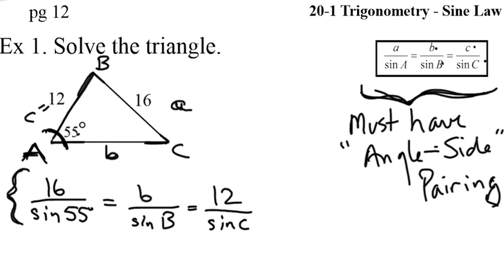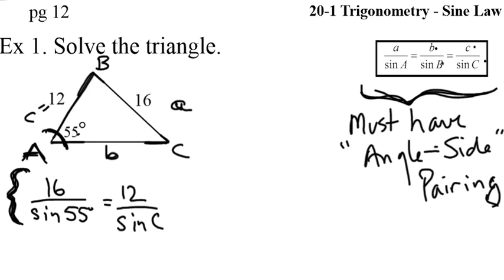So this ratio is important. 16 over sine 55. B over sine B, we don't know anything there. That's not doing anything for us. So right now, I'm going to get rid of that. And I then have 12 over sine C. In this case, I have one unknown.